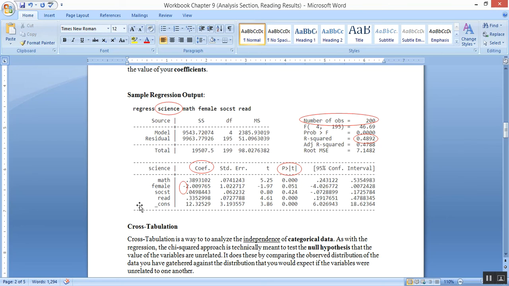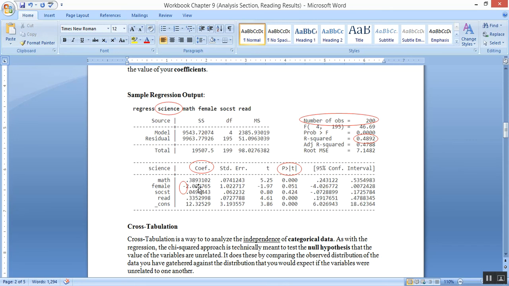If you jump down to the social science score, however, you're going to see that the p-value is 0.424. So what that means is that there is not a statistically significant relationship between your social studies score and your science score, because 0.424 is not going to be lower than 0.05. So the probability of a relationship between your social studies and your science score is minimal. It's not likely that these are in any significant way related.